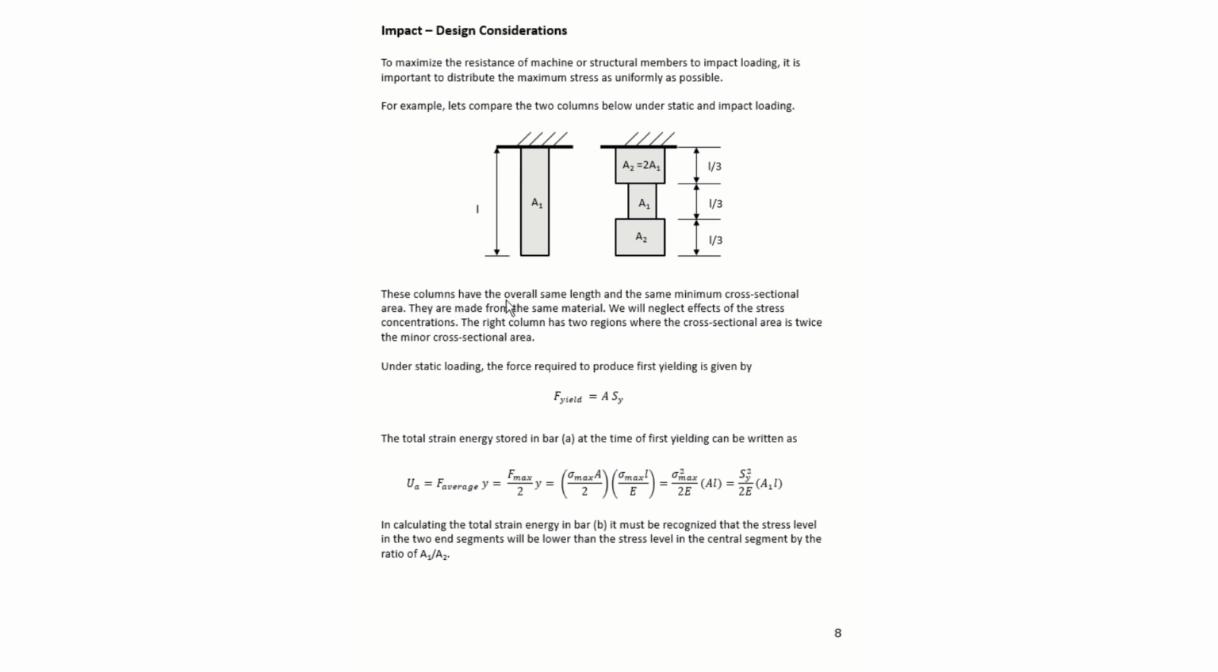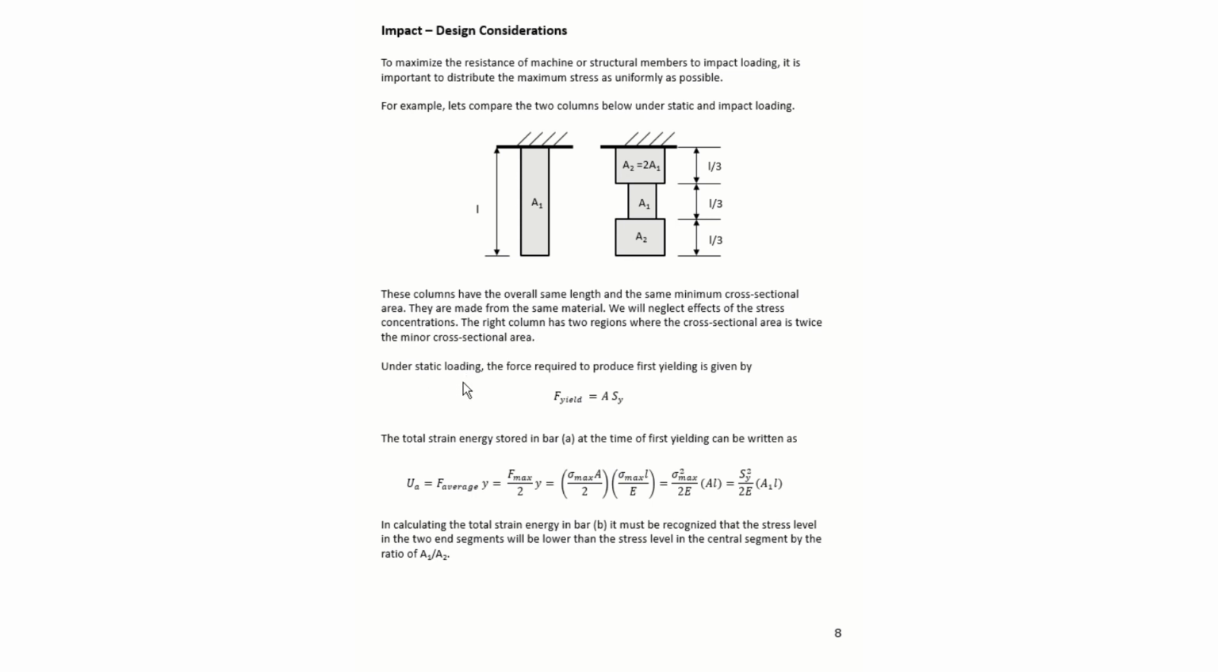So these columns have the overall same length and the same minimum cross-sectional area. They are made of the exact same material, and we're going to neglect effects of the stress concentrations due to these sharp corners. Now let's look at this. The right column has two regions where the cross-sectional area is twice the minor cross-sectional area. So here and here we have twice the area.